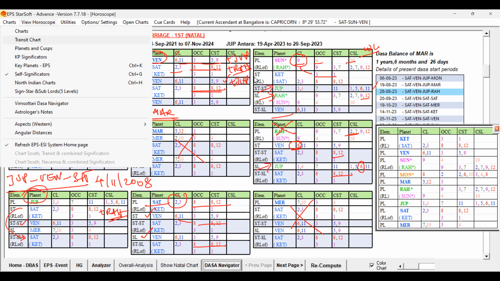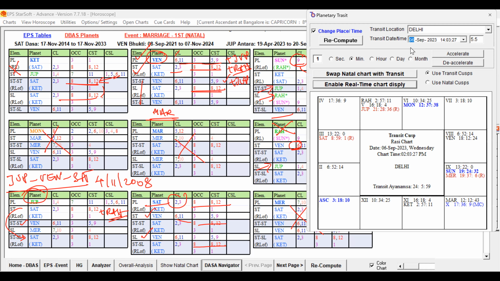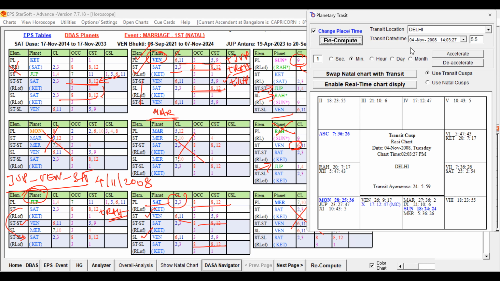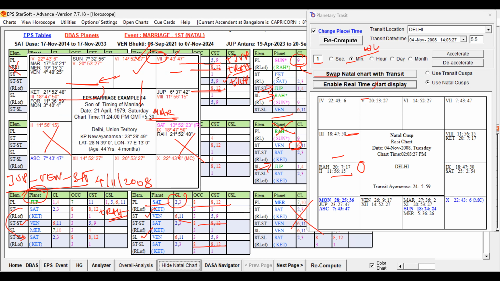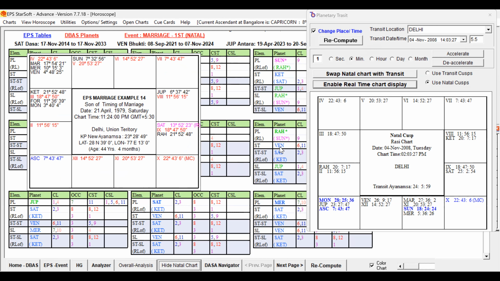4/11/2008. Let me open the natal chart. Let me clear all these things. Where is the Jupiter?